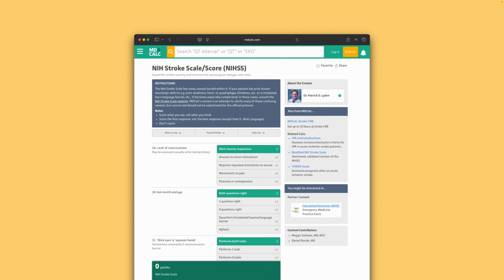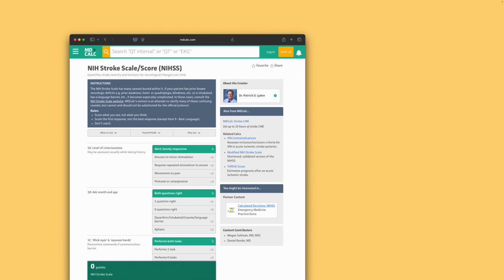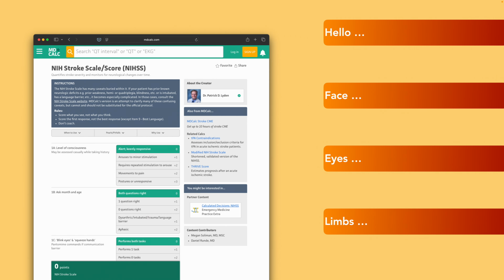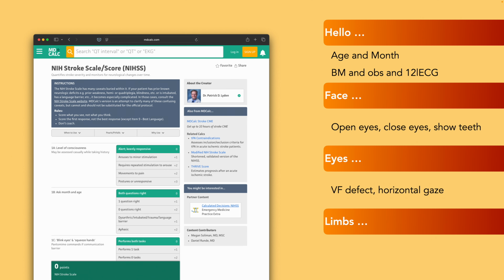So we've talked a bit about the types of stroke and how we classify them by etiology, but what do we do about severity of stroke? This is where we use the NIH stroke scale, and I use these 4 parts of an exam to estimate the score properly. For hello, at the end of the bed, I ask them their age and month, and then ask the nurse to kindly do BM obs and a 12-lead ECG. For their face, I ask them to open their eyes, close their eyes, show their teeth. For the eyes, I look for a visual field defect and horizontal gaze only. You don't do the caloric testing, that's contraindicated in the stroke scale, but you can do the oculocephalic reflex.